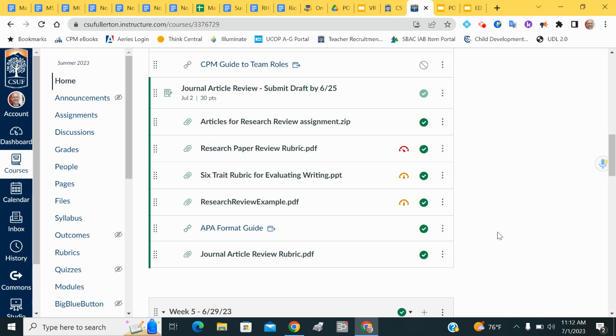Here's our overview of week six. So going by dates, on Sunday, July 2nd, you need to submit your final version of your journal article review, incorporating the feedback you got from your classmate. Before you turn it in, please take a quick look at the rubric to make sure you're following everything that's required in the assignment, especially APA format. Please let me know if you have any questions about that before submitting it.